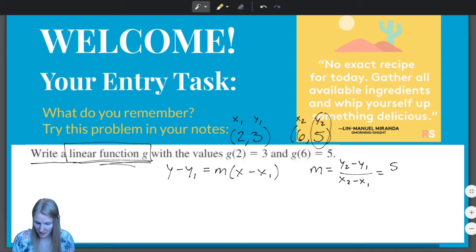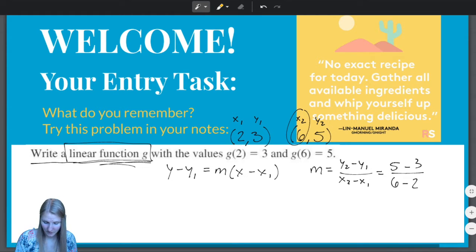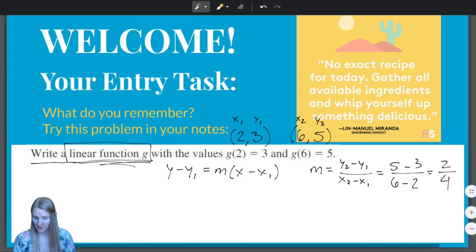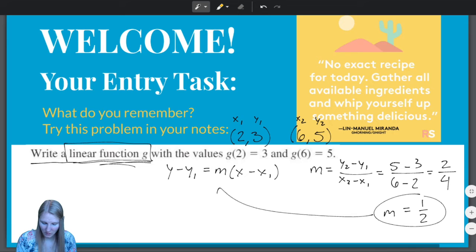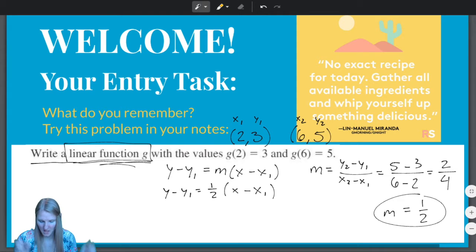y2 is 5 minus y1 is 3, divided by x2 is 6 minus x1, which is 2. And 5 minus 3 is 2. 6 minus 2 is 4. 2/4 is 1/2. So m is equal to 1/2, which means we can plug it in. y minus y1 equals 1/2 times x minus x1.